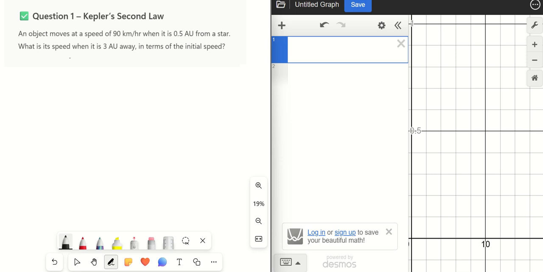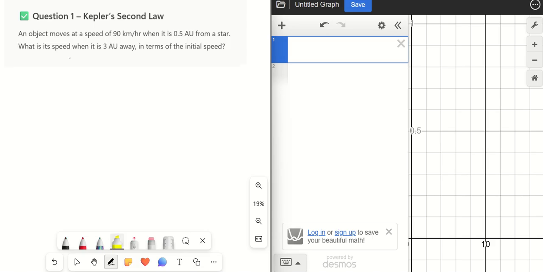In this video, we're going to be looking at how to apply proportional reasoning to Kepler's second law, Kepler's third law, and to Newton's law of universal gravitation. Starting off, we have this question where it says we have an object moving at a speed of 90 kilometers per hour when it's a distance of 0.5 astronomical units from a star. Then it asks us, what is its speed when it's 3 astronomical units away? And it wants us to give this answer in terms of our initial speed.